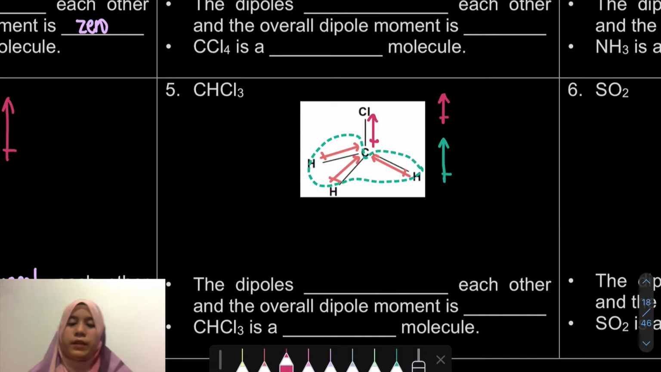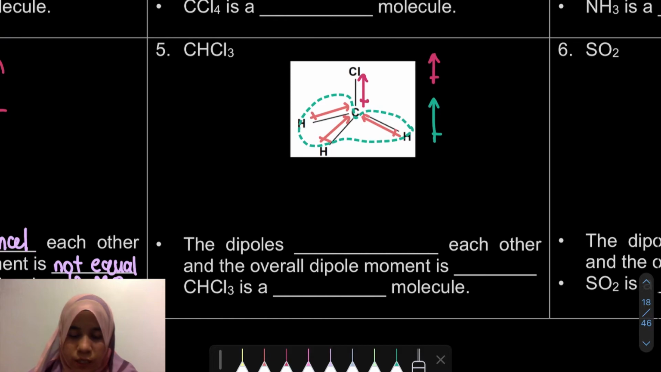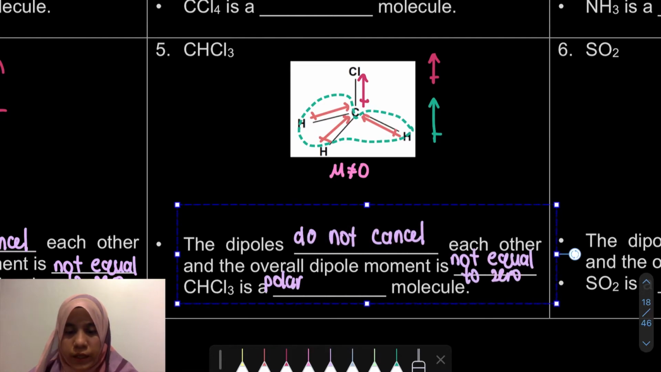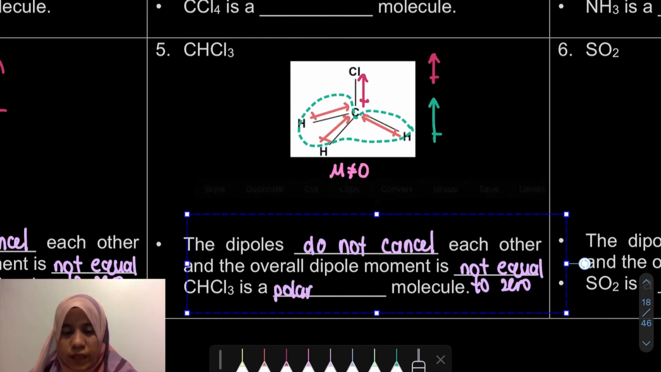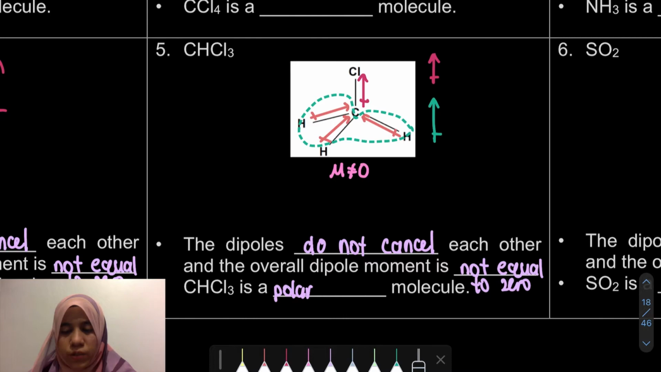So, it does not cancel each other even though dia adalah tetrahedral symmetry shape, tapi sebab lain kan dia punya atom, so macam itulah. So, kita kena tulis ada kat sini, mu dia is not equal to 0. Okay, so the dipoles do not cancel each other and the overall dipole moment is not equal to 0. Hence, CH₃Cl is a polar molecule.